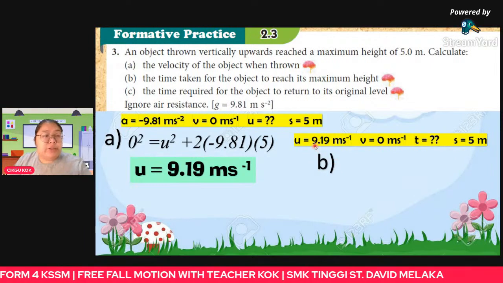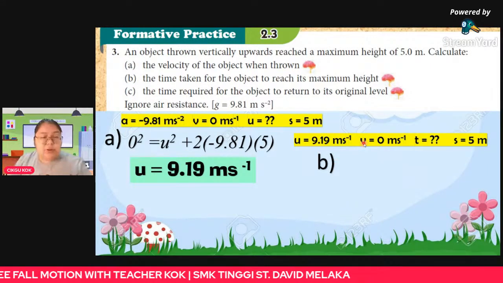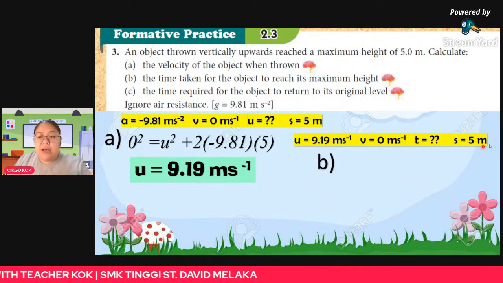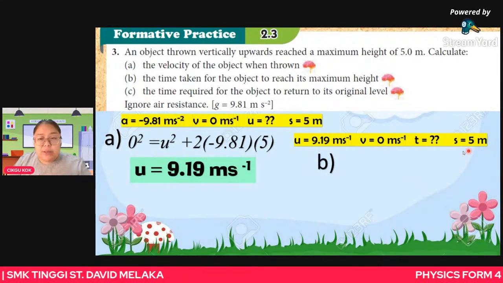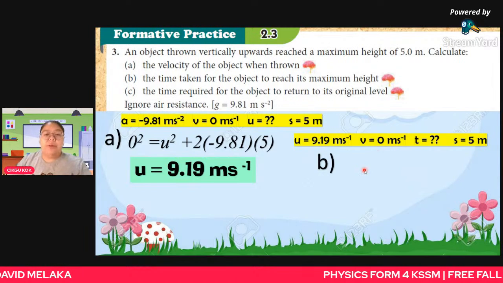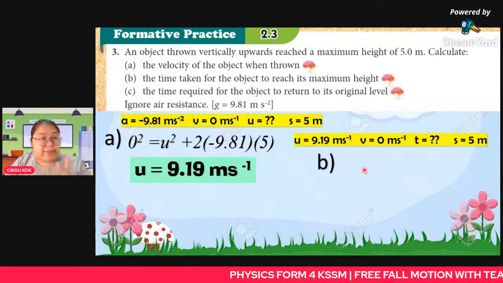So from here, U is 9.19, V is 0 because you're going until maximum height. Then after that, the displacement should be 5 meter. I need to find the T. So from here, no A. No A should be the second equation.